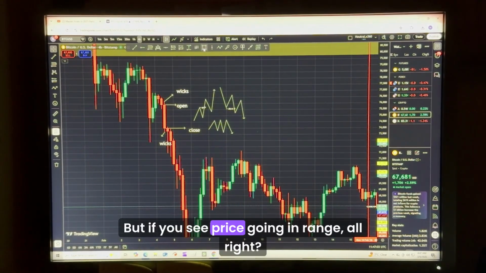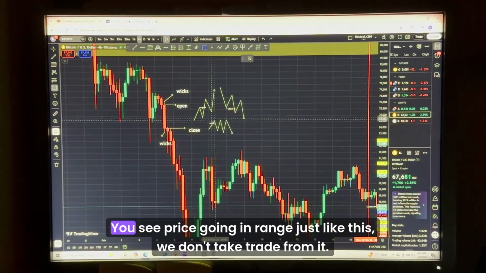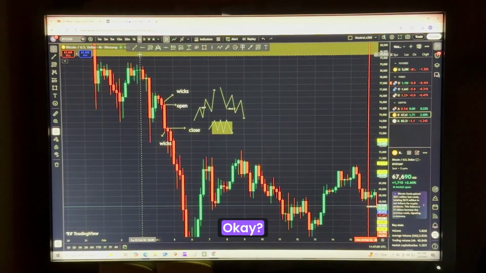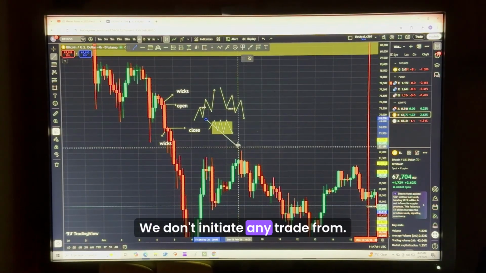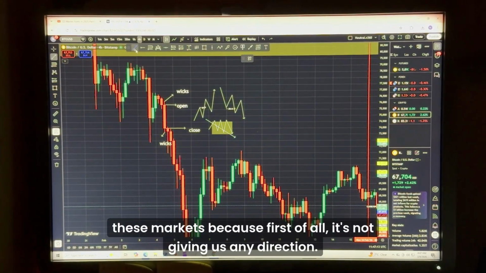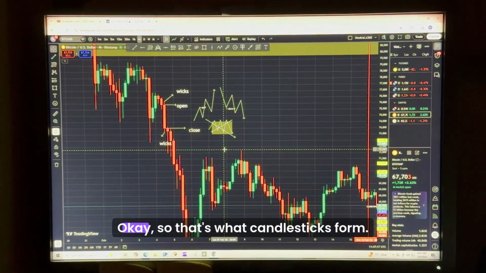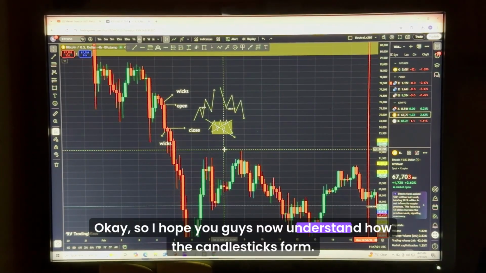But if you see price going in range, just like this, we don't take trades from it. We don't initiate any trade in these markets, because first of all, it's not giving us any direction. So that's how candlesticks form. I hope you guys now understand how the candlesticks form.